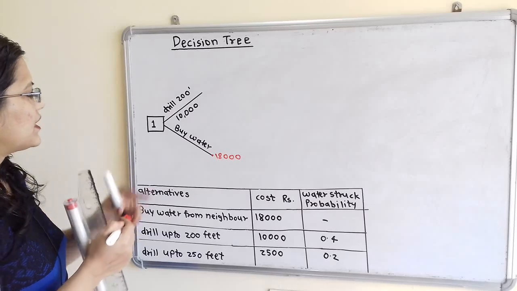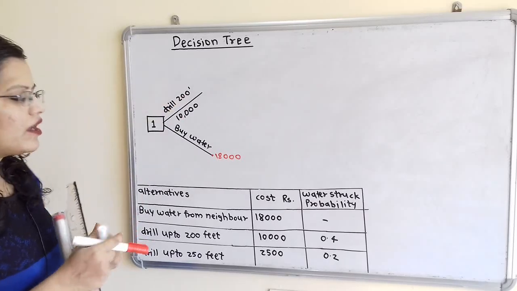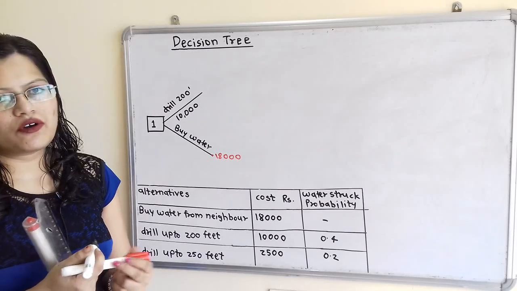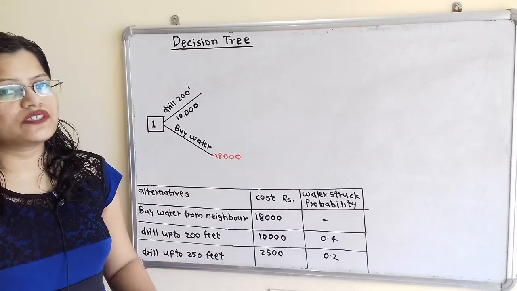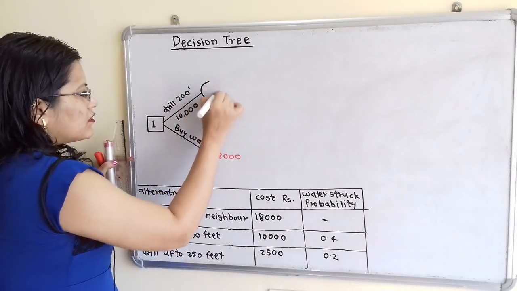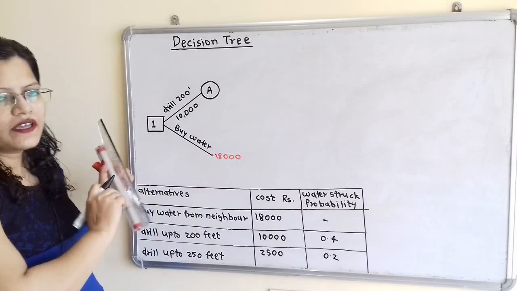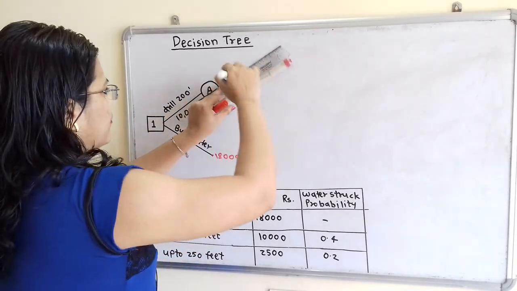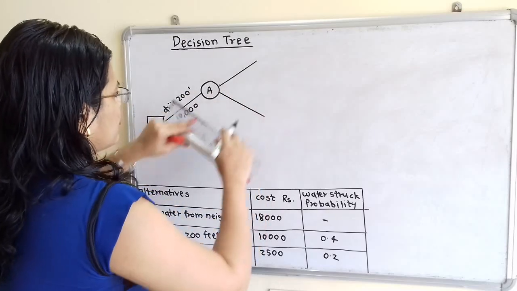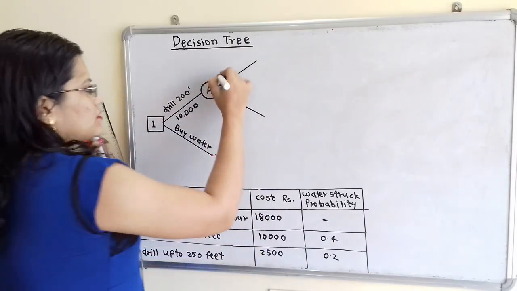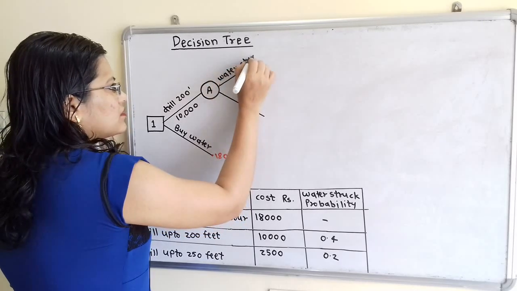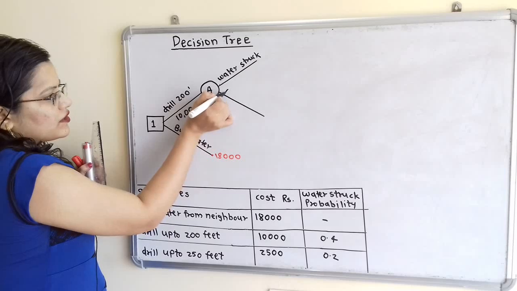Now we will move for the next. When we drill up to 200 feet, again there are 2 chances, that is water struck or no water struck. So we have to show these 2 chances with event node. I will show here with a circle with letter A. Now we will show these 2 chances of occurrence. So first is water struck. So we will show here water struck. And second is no water struck.